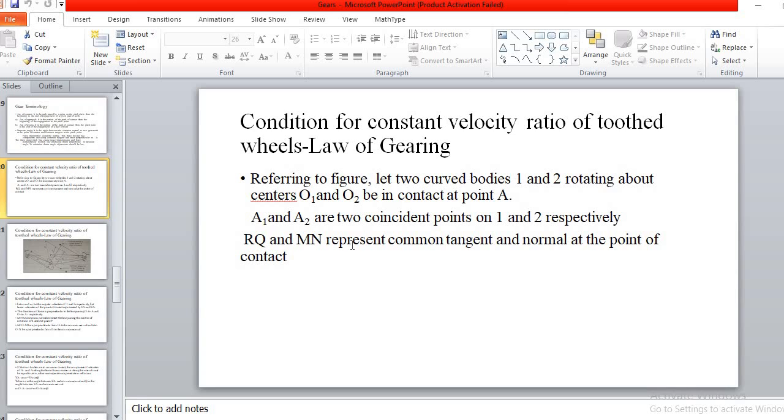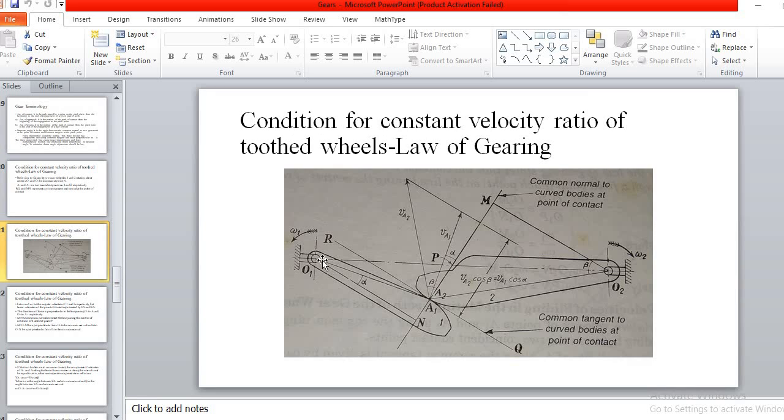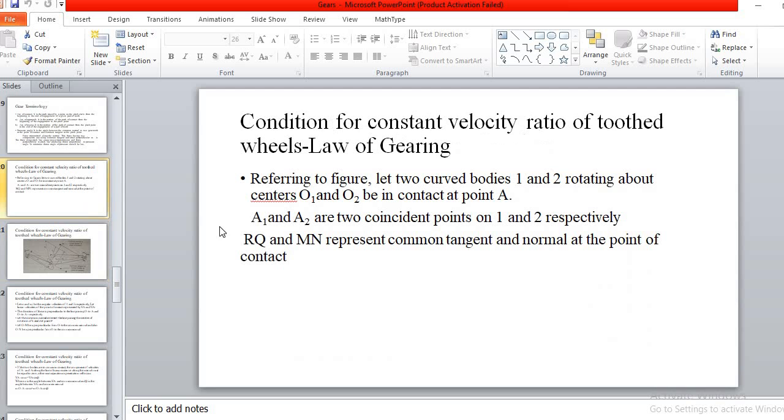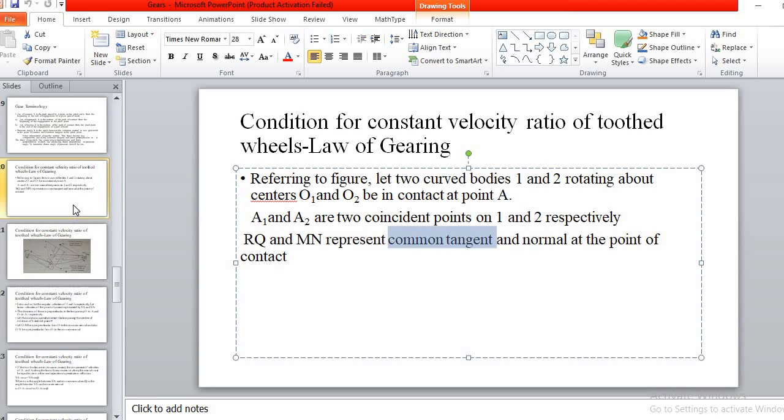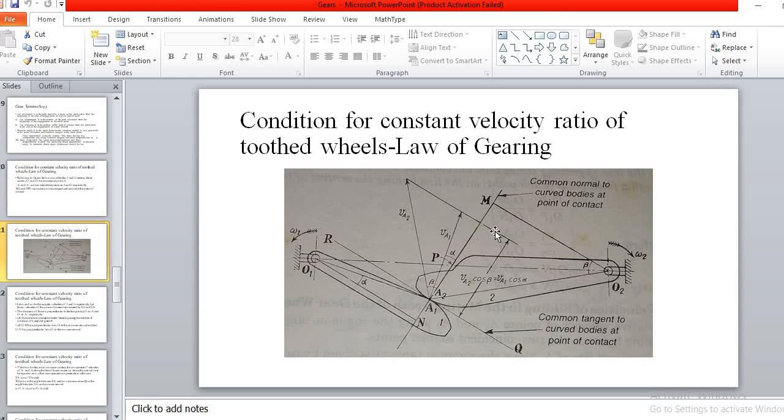RQ and MN now represent the common tangent and common normal at the point of contact. RQ and MN are the common tangent and common normal to these two curved bodies. This is one curved body, this is another curved body. The common tangent passing through the point of contact is RQ, and the common normal passing through the point of contact is MN.